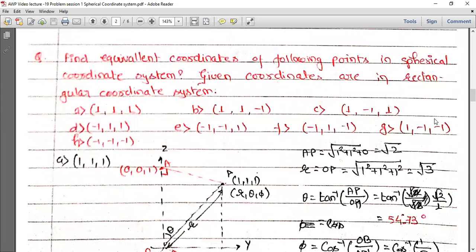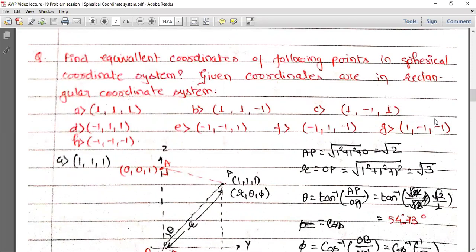So the next question is very interesting. Here we have to find equivalent coordinates of the following points in the spherical coordinate system. Suppose you are given coordinates in a rectangular coordinate system. As you can see, there are several points I have considered, almost 8 points, and we have to find their equivalent spherical coordinates. I have worked out some of them, and the remaining I have left for your exercise.